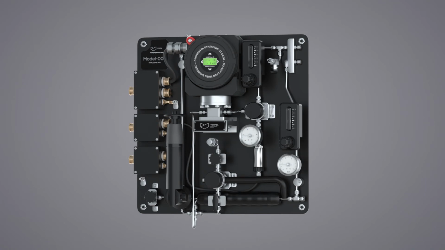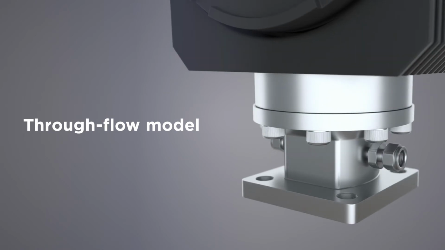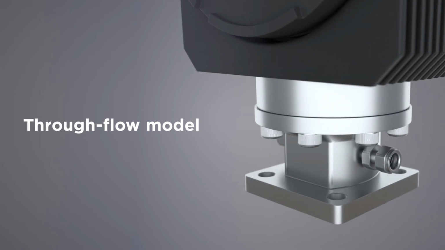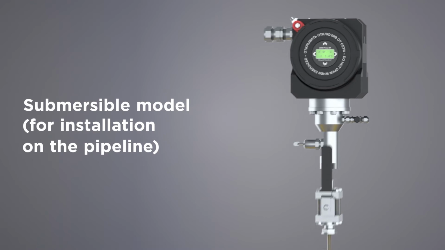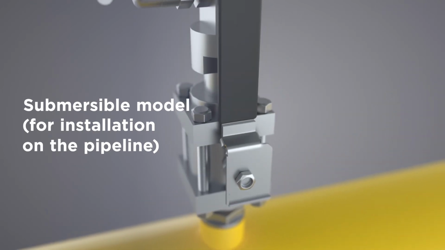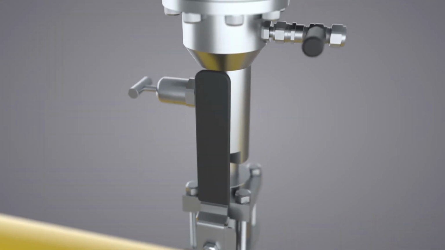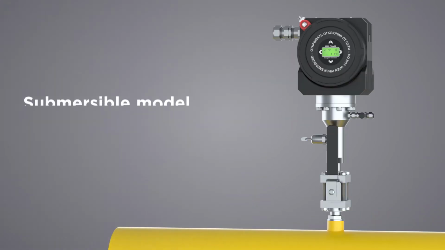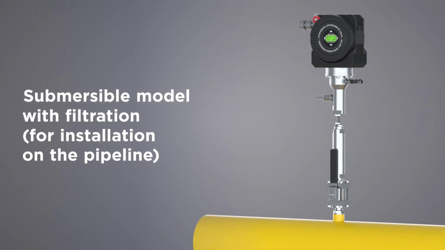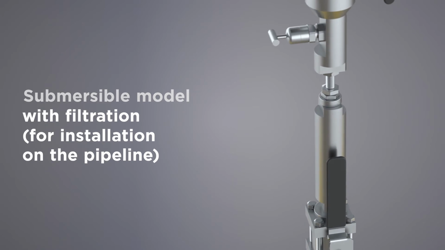The Prima 2M is available in 3 configurations: flow-through for installation into systems that supply the analyzer with a purified gas sample, flow-submersible for installation directly on the pipeline without interrupting the gas flow. In addition, thanks to Vympel's latest innovations, its alternative can be designed to provide zero-emission sampling. And flow-submersible with filtration for installation directly on a pipeline transporting gas that has mechanical and aerosol impurities.